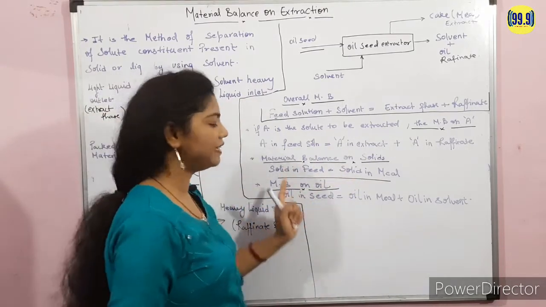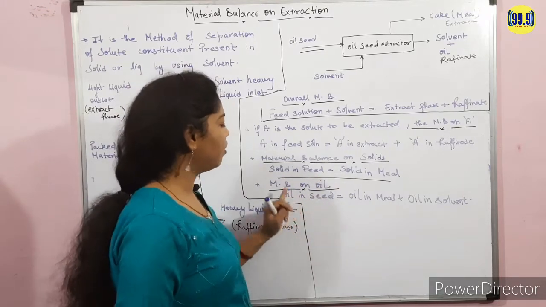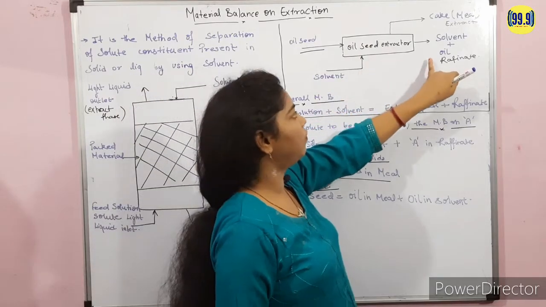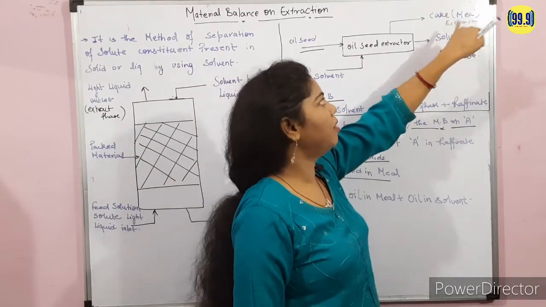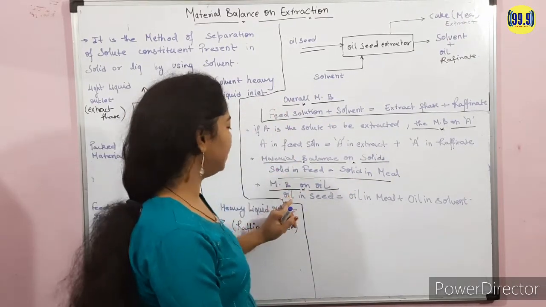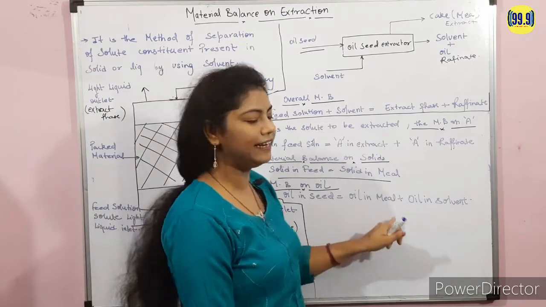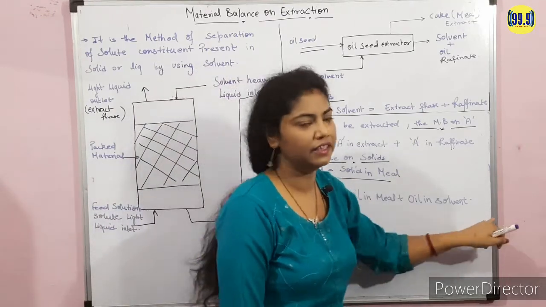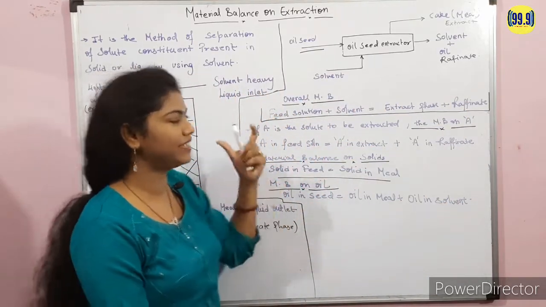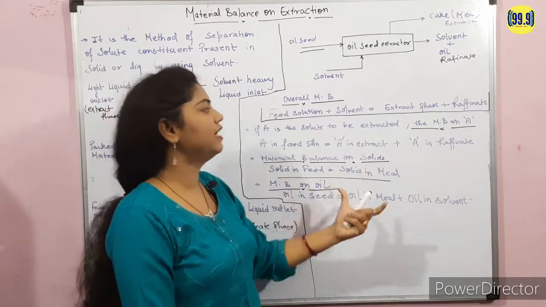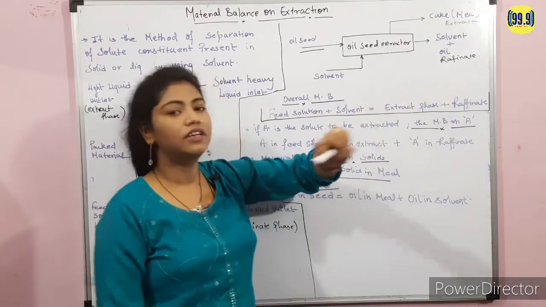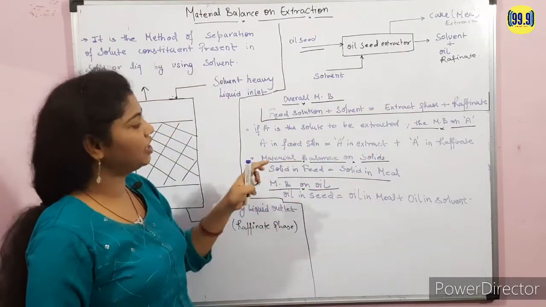Lastly, we apply the material balance on oil. Oil in the seed is the input, and we get output from the extract and some amount from the meal section. So simply, the oil in the seed is equal to oil in the meal plus oil in the solvent. This is all about the material balance on the extraction column, where we solve the material balance for the oil seed extractor. This extraction column is very simple.